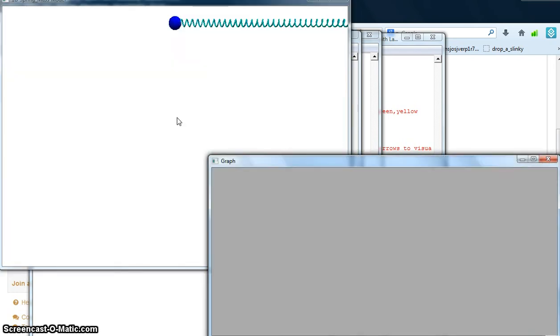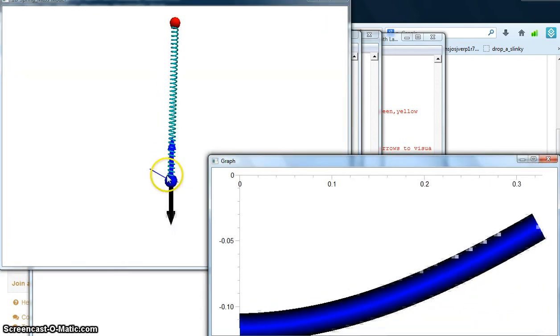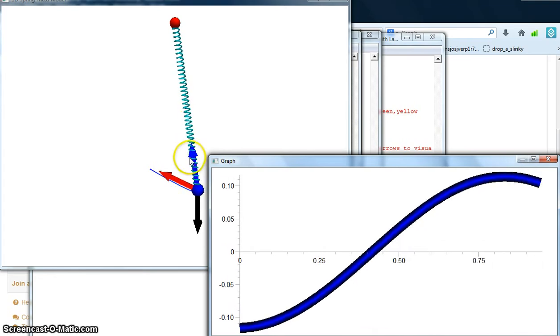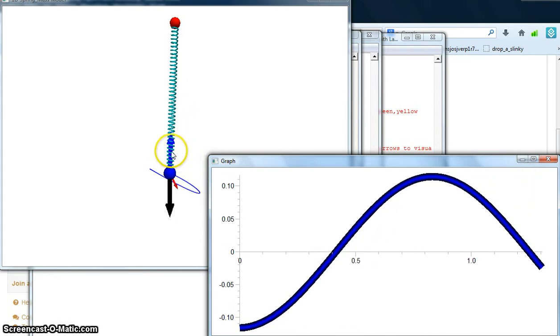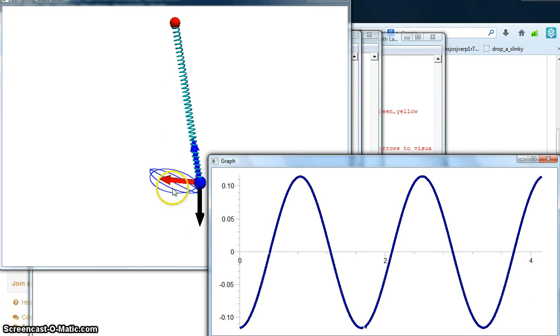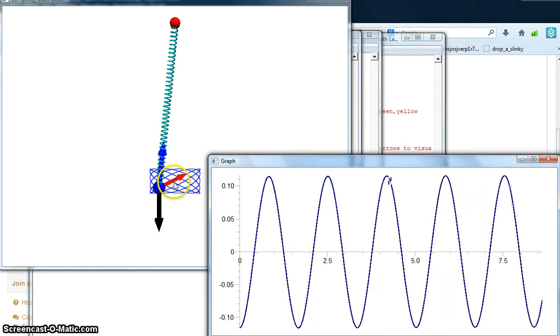So here I will see the motion. Here we can see the blue ball. Here we can see the spring. In the blue arrow, we can see the spring force. In the black arrow, we can see the weight. And in the red arrow, we can see the net force.